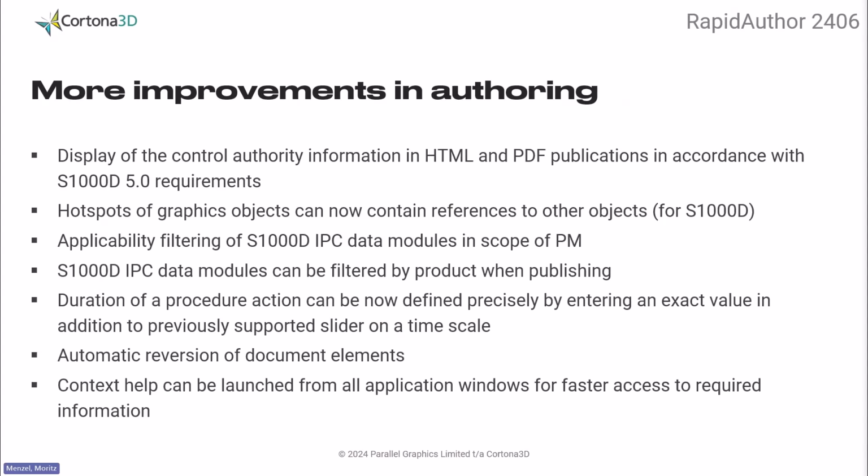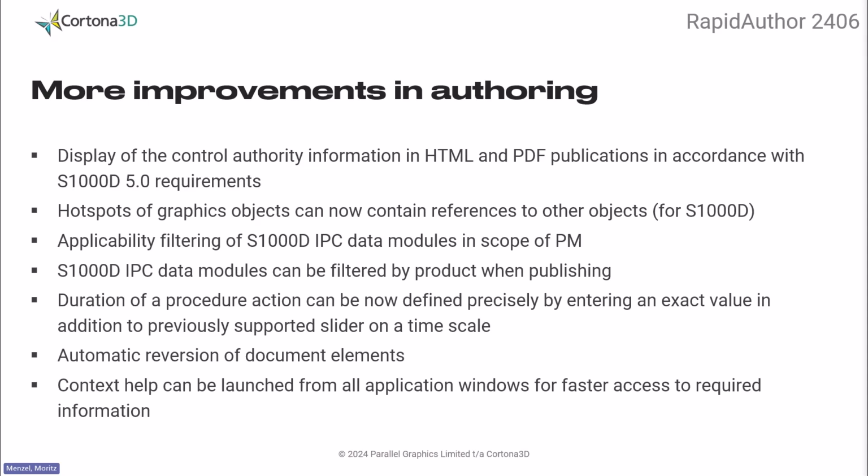And to wrap up this section, here's a short, quite long actually, overview of a couple of additional improvements to the 3D authoring process. We have many more small features for you. So for example, control authority information is now displayed in HTML and PDF publications in accordance with S1000D 5.0 requirements. Next, hotspots of graphic objects can now contain references to other objects. And we also allow for applicability filtering of S1000D IPC data modules in the scope of publication module.